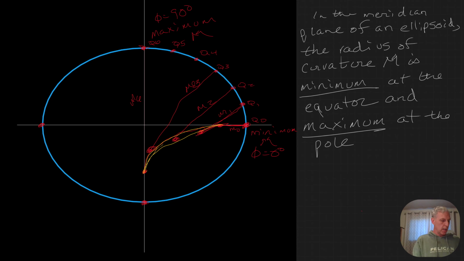My image is much better in my notes. It's hard to draw on that thing. But in our books, let me look up what figure it is. Well, looks like our book doesn't have an image of what I'm trying to do here, but the basic idea is that M increases as the radius of curvature approaches the spin axis, right?